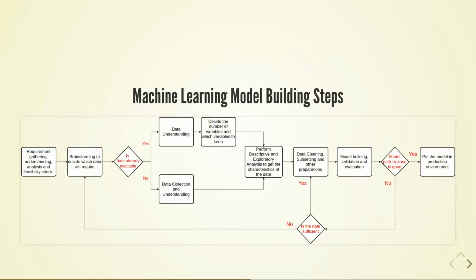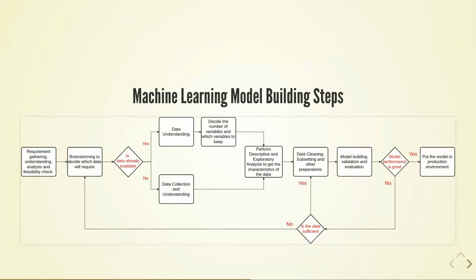Other preparations consist of steps like feature reduction, which means reducing the total number of variables, and feature engineering, which means creating new variables. After all these steps, finally, we can build the model with the help of different techniques like regression, decision tree, random forest, support vector machine, neural network, and after model building, we can evaluate the model performance, that is, whether the model is working well or not on unknown data.